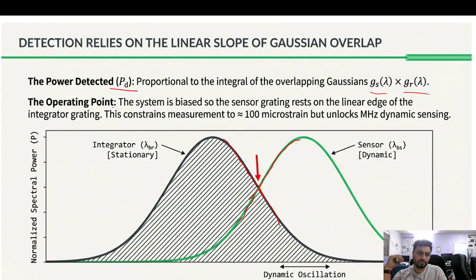And at the operating point, the system is biased, so the sensor grating rests on the linear edge of the interrogator grating. This constrains measurement to 100 microstrain but unlocks megahertz dynamic sensing. You can see here the dynamic oscillation, how much in this area you can see.